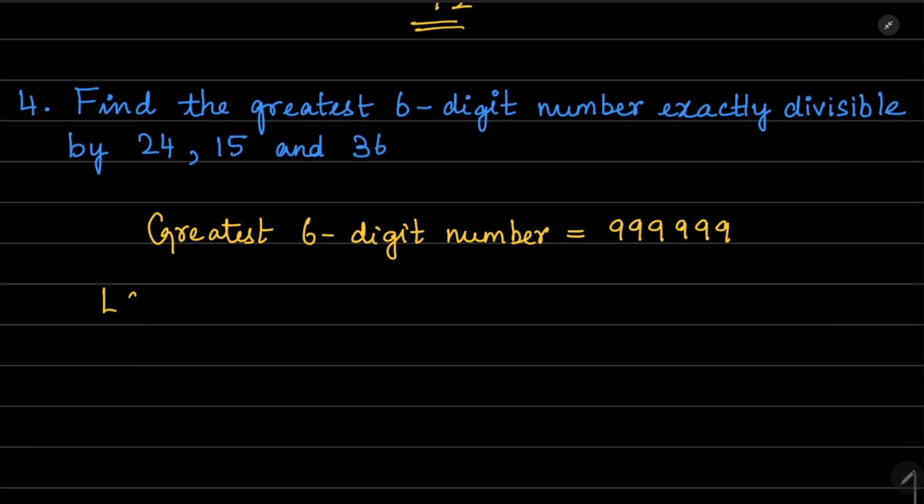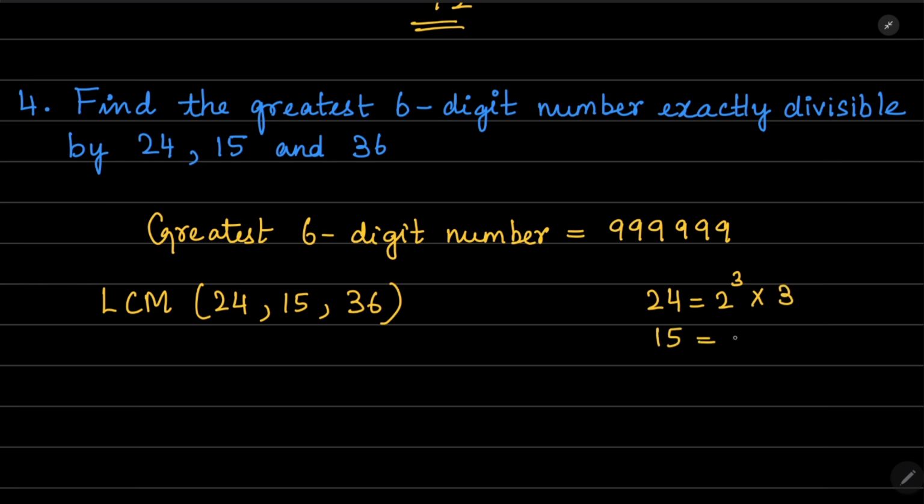Okay, so the first thing is let us find the smallest possible number which is divisible by all these three. So LCM of 24, 15 and 36. You have to do the prime factorization. For 24, it will be 8 into 3 is 24. 8 I can write as 2 cube multiplied by 3. 15 I can write as 3 multiplied by 5. And 36 I can write as 4 nines are 36. So 4 I can write as 2 square, 9 I can write as 3 square.